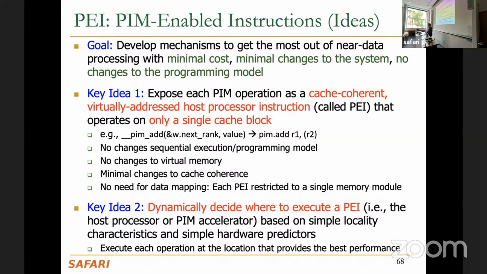Yeah, you could. Okay, so this clearly fixes some of the issues. And then the question is, of course, who decides where this PIM-enabled instruction should be executed? It could be executed in the CPU. It could be executed on the memory side, right? And the idea here is to dynamically decide where to execute that PEI, based on very simple locality detection. I'm not going to go through this in detail, but we have a simple hardware predictor that says, oh, the inputs to that instruction are in the cache. It's kind of like a cache hit predictor. Okay, that's the idea basically.